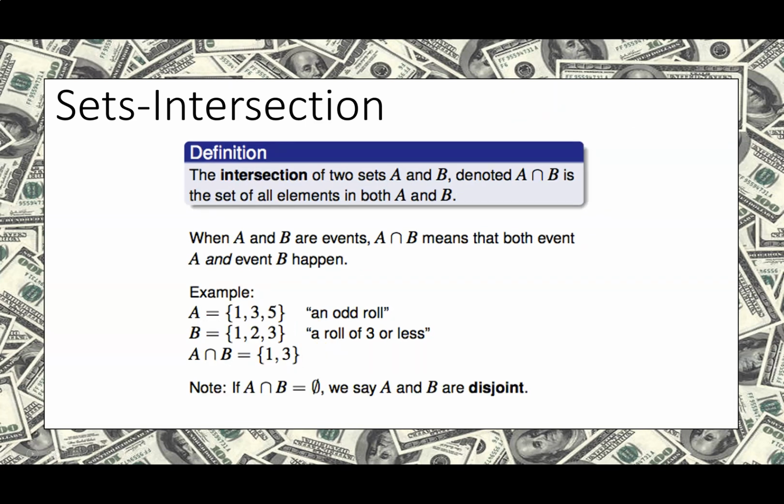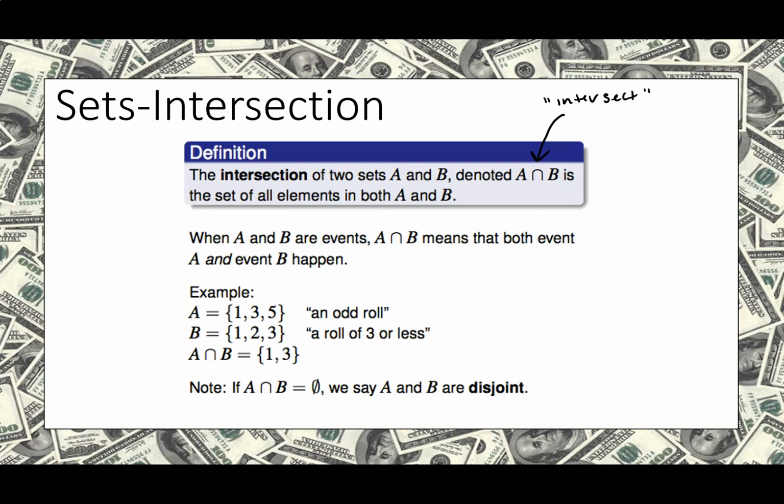Okay, now let's talk about intersection. The intersection of two sets A and B is denoted A intersect B. So that's how I want you to read this. Intersect. That didn't really look good. Let me try that again. Intersect.